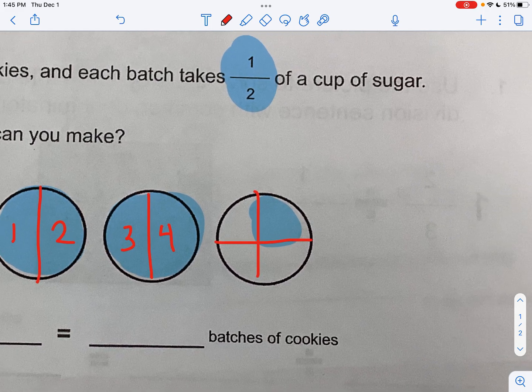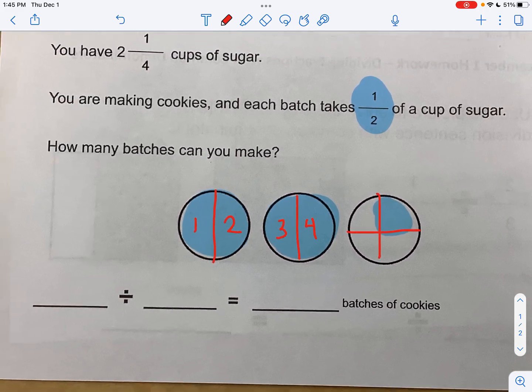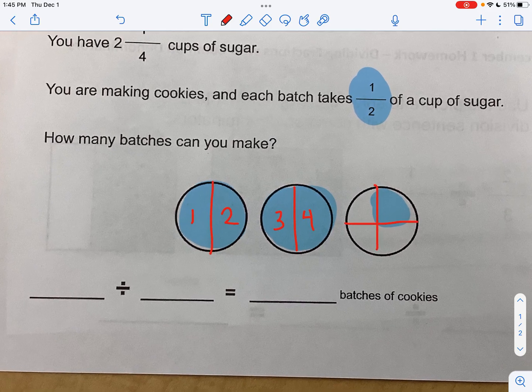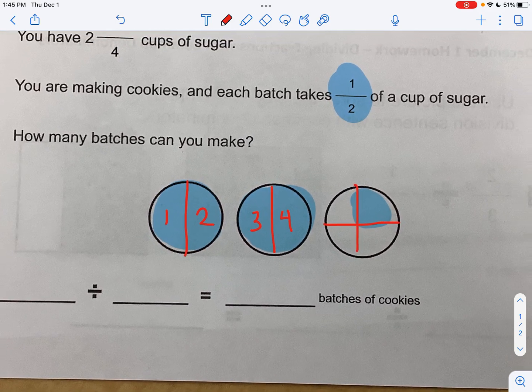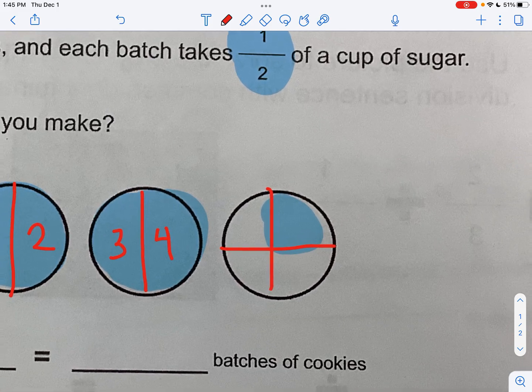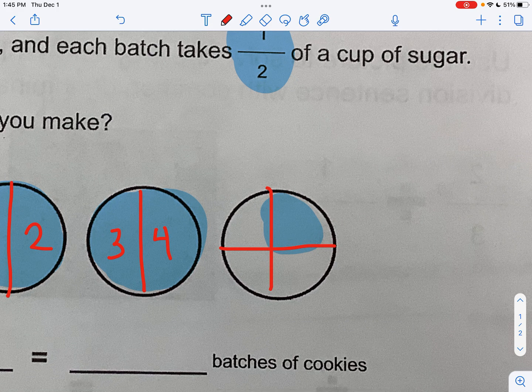So now we need to think about what our unit is. And I actually gave you the unit next to your division sentence. The unit is batches. So if one batch is a 1/2 of a cup of sugar, a 1/4 of a cup of sugar is going to be 1/2 of a batch. You can also see that here because if I color this in with yellow, this is 1/2. What I colored in with yellow is 1/2. The blue takes up 1/2 of that 1/2.